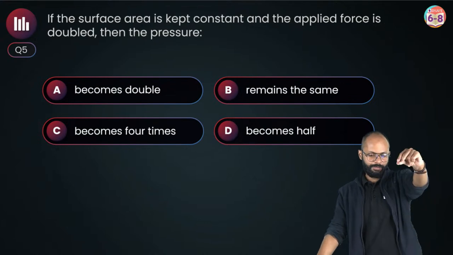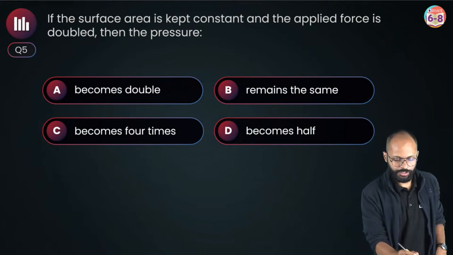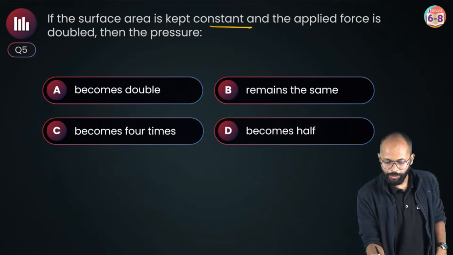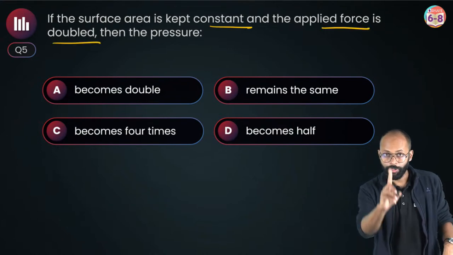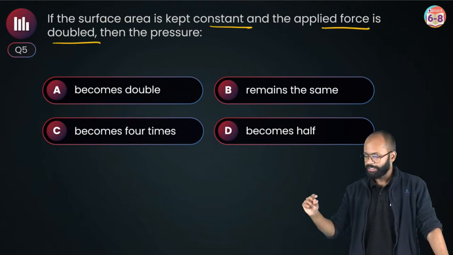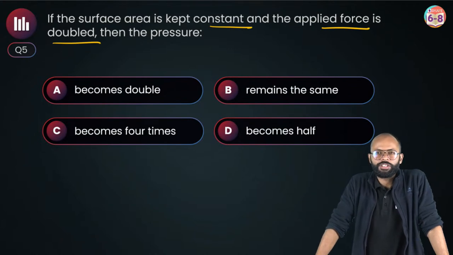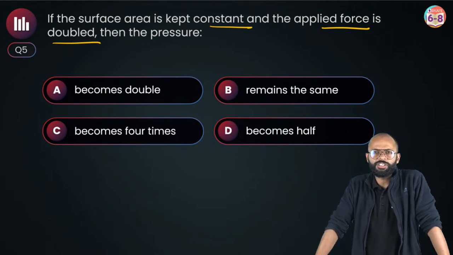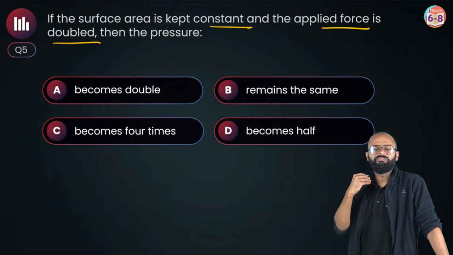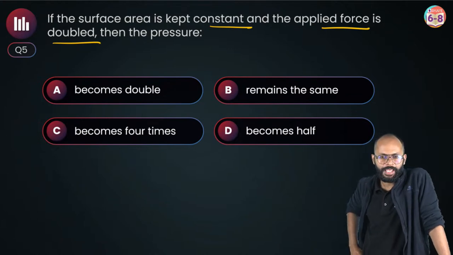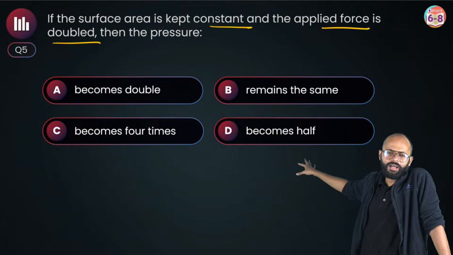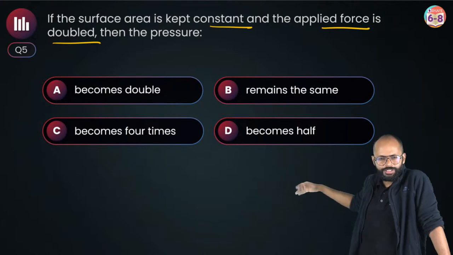Okay, come on. A, B, C, D. Four options. If the surface area is kept constant and the applied force is doubled, then the pressure. Come on, A, B, C, D. Very easy question here. If you know the formula of pressure, you can do this question like this. Very simple. Yes.